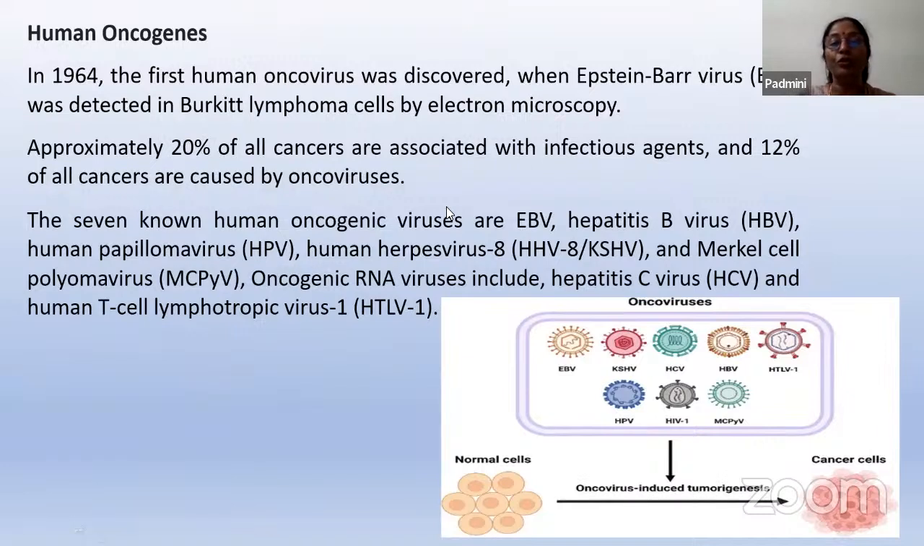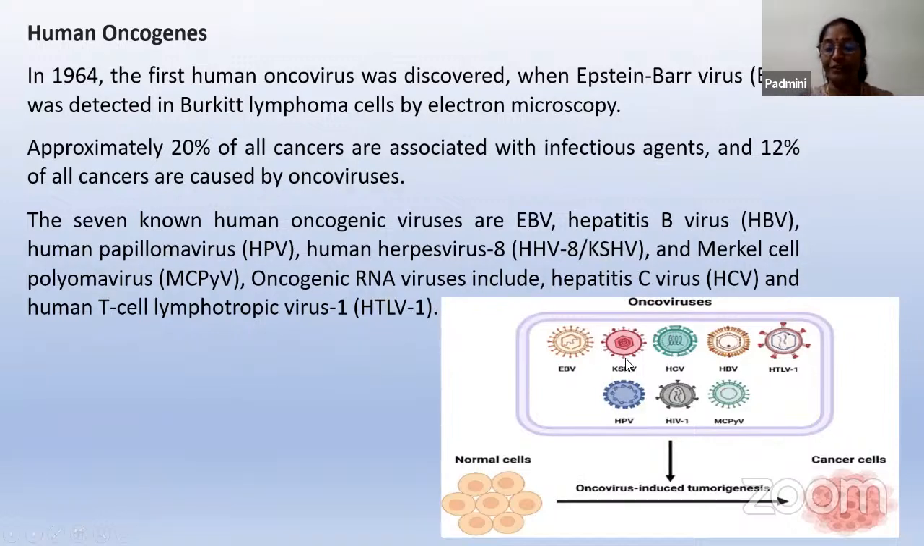The 7 known human oncogenic viruses are Epstein-Barr virus, called EBV, hepatitis B virus, called HBV, then human papilloma virus, called HPV, human herpes virus 8, which is also termed KSHV, and the Merkel cell polyomavirus, called MCPyV. Oncogenic RNA viruses include hepatitis C virus, the HCV, and then you also have the HTLV virus.